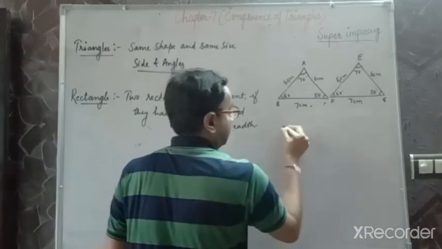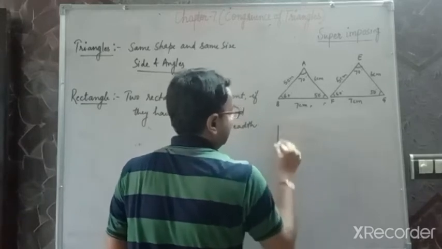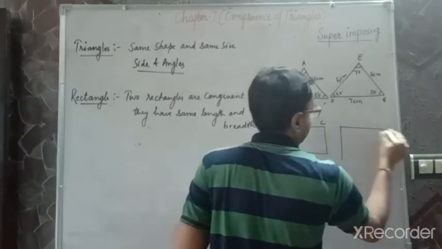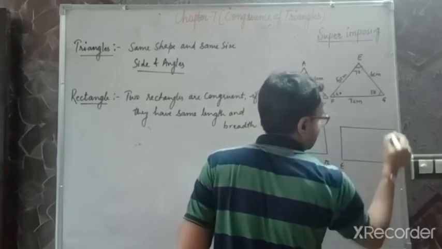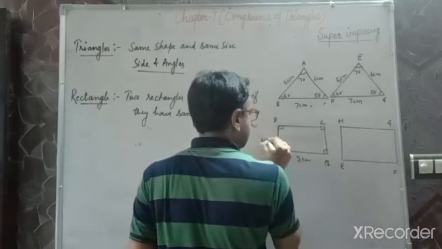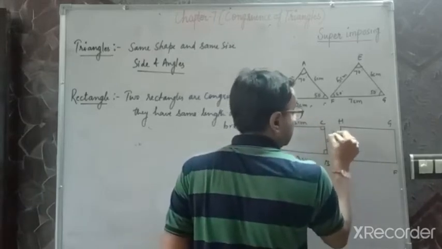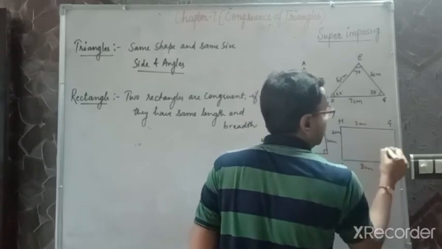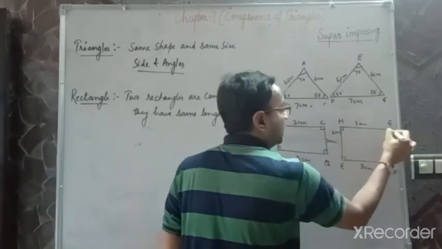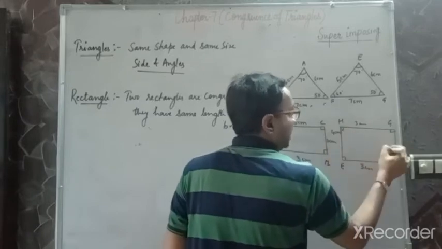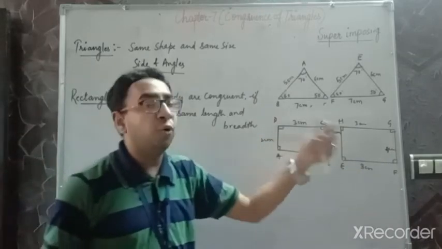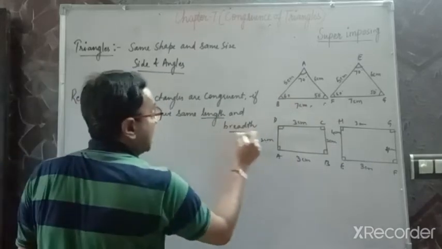For example, I will be taking this one, A, B, C, and again, I will be taking E, F, G, H. Let us assume that they are rectangles. This is 3 centimeter, this is 2 centimeter, this will also be 3 centimeter, this is also 2 centimeter, and the other one is also 3 centimeter, 2 centimeter. If I'll make it 4 and I'll make it 4, are they congruent? No ways. See, 3, 3 okay, but here 2, but here 4. They are not congruent. So what is the condition? Same length and same breadth.